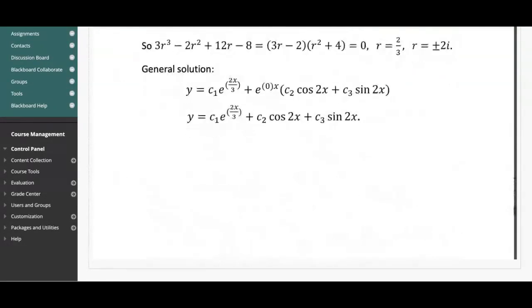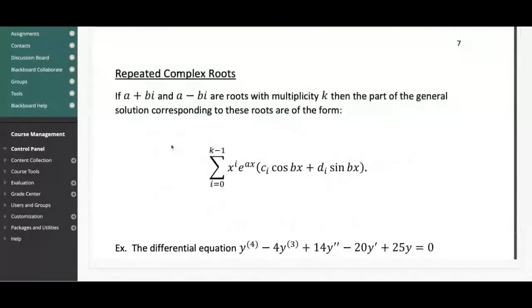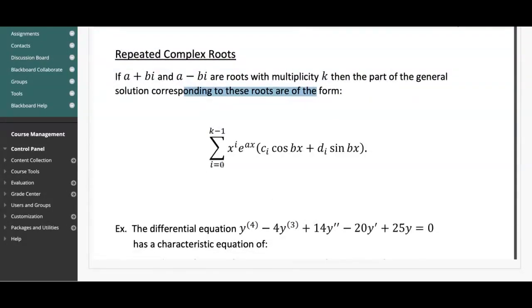Okay, any other questions? All right. Okay, now repeat the complex roots, right? When we get the perfect squares. So if a plus bi and a minus bi are roots with multiplicity of k, then the part of the general solution corresponding to these roots is of this form. We have the sum from 0 up to k minus 1, same as before. But right now, we just have too much to write. That's why we write it in this summation sign.